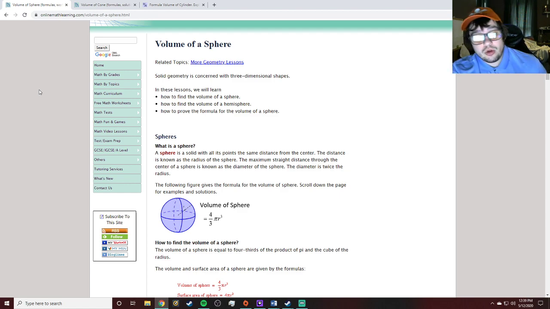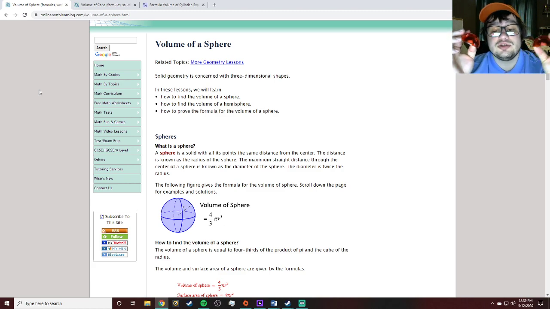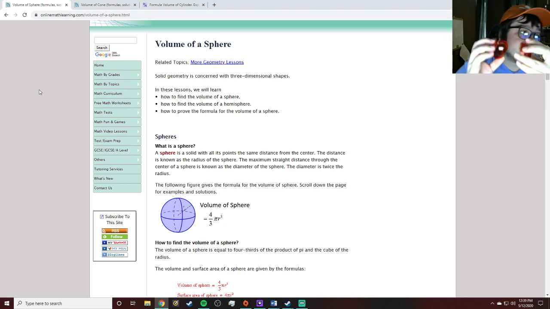Another thing to note, what they could ask you is for a hemisphere or half a sphere. All right, to find half a sphere, it's the same formula, but since we have half of a sphere, you have to divide that by 2.